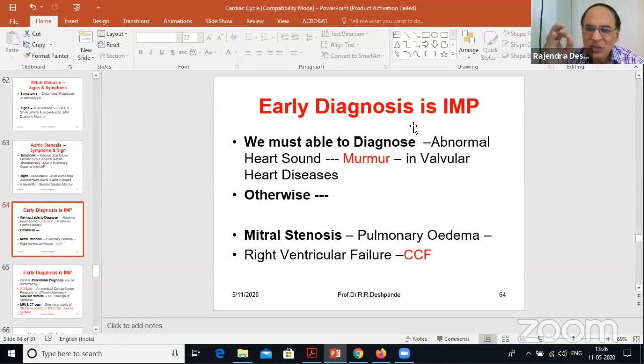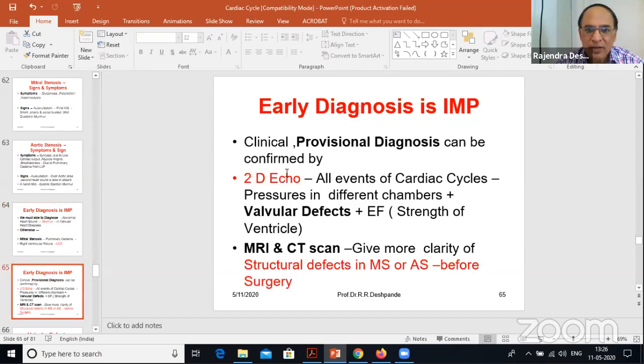So whenever, my dear students, you find in auscultation lup, dup, sh, or lup, sh, dup, any abnormal murmur or heart sound, you must ask the patient to do the 2D echography. Okay, so 2D echo is very much important.